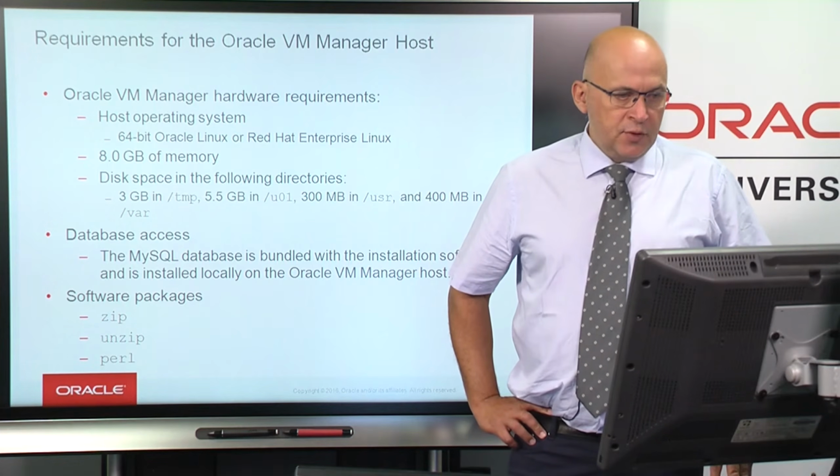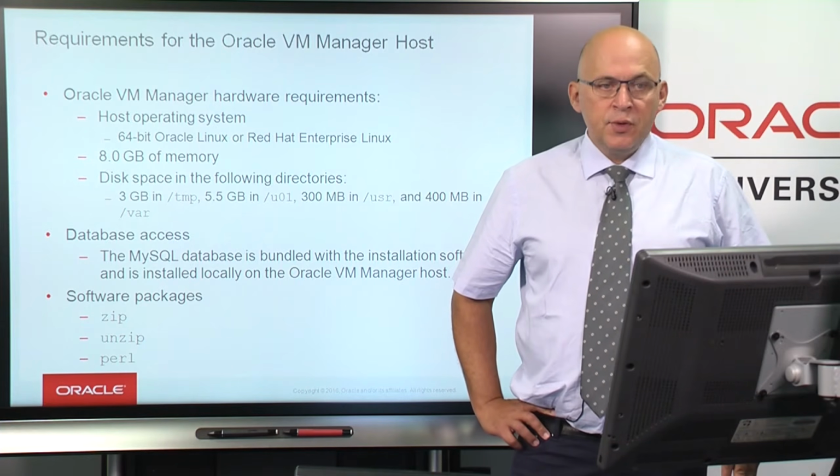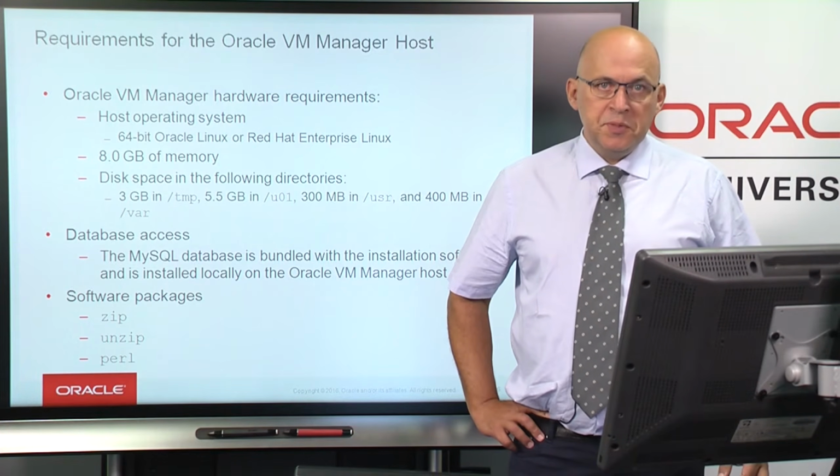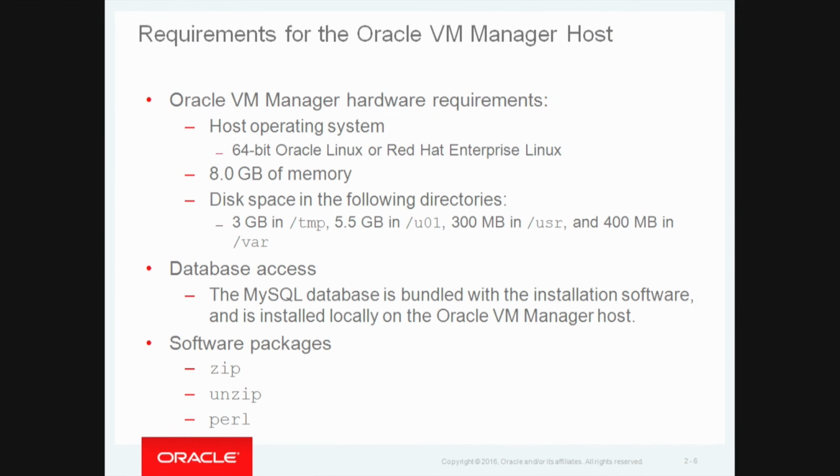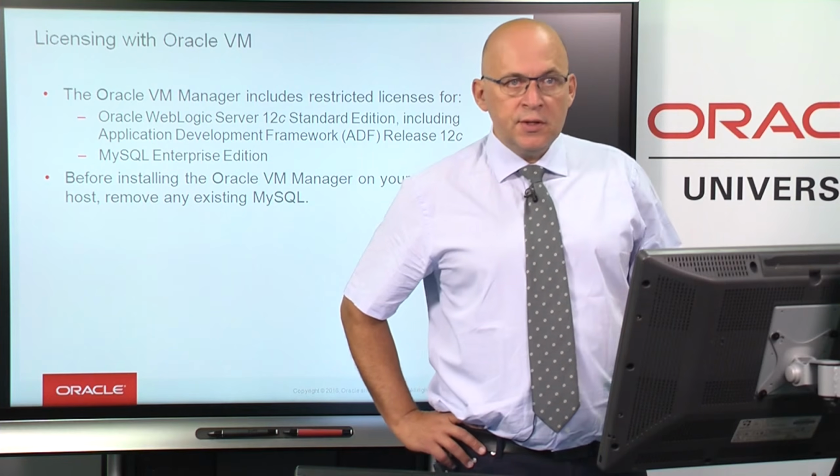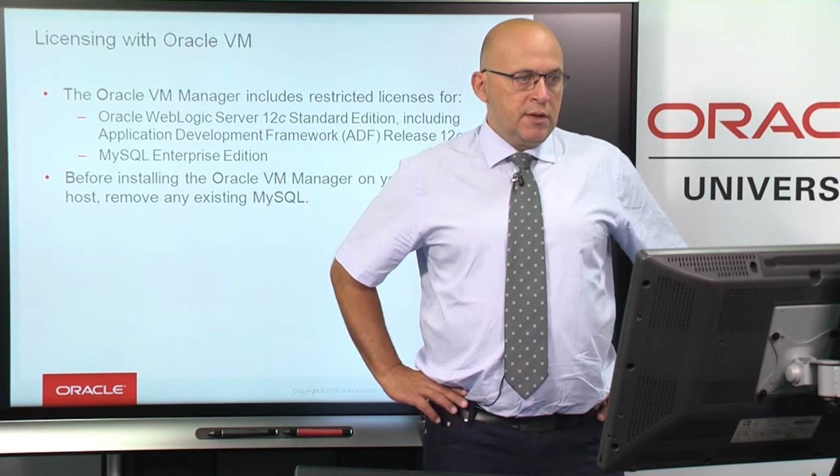Then you have to have at least 8 gigabytes of memory and additional space with the layouts that we have here: 3 gigabytes in /tmp, 5.5 gigabytes in /u01, 300 megabytes in /usr, and 400 megabytes in /var. All that is because in these directories the installer will create dedicated configurations. If you don't have these, the installer will give you some warnings, and in the worst scenario, it will just stop the installation.